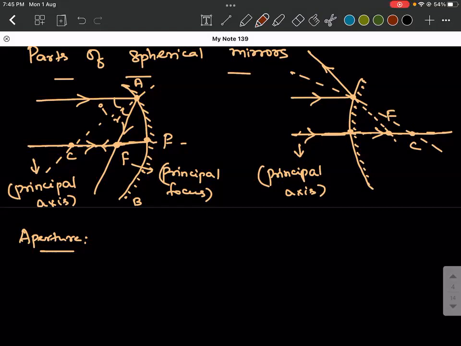So aperture is what? It's not exactly the length of the mirror. It is a line that is joined between the ends of the curved surface. The length of the distance between the ends of the curved surface is what we call the aperture. Okay.